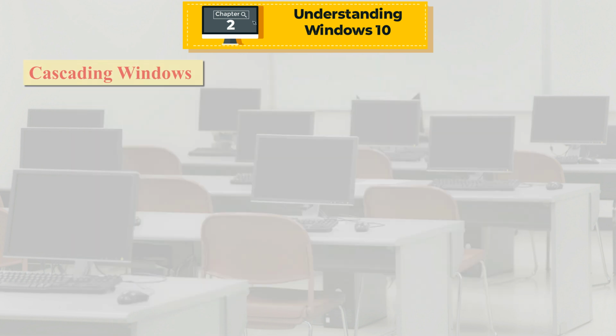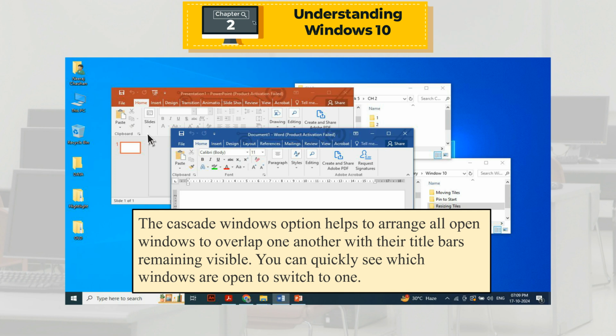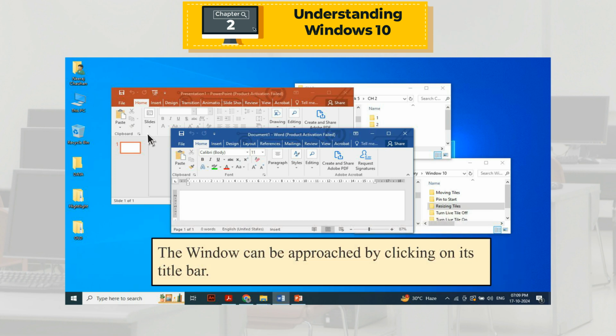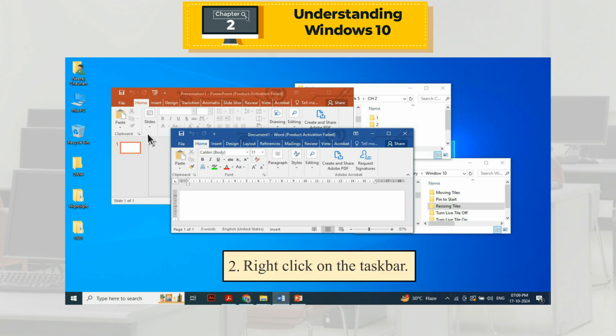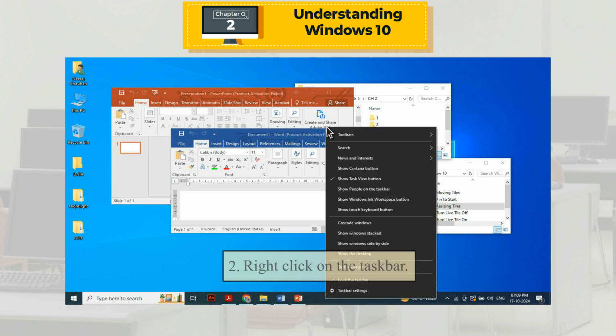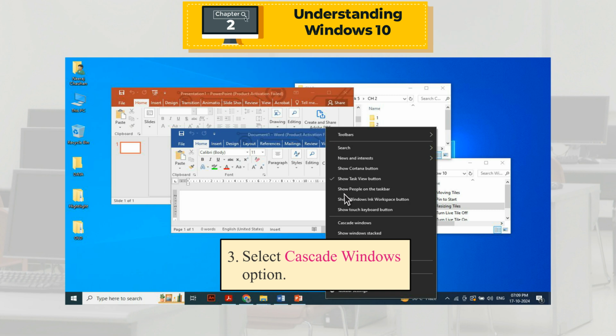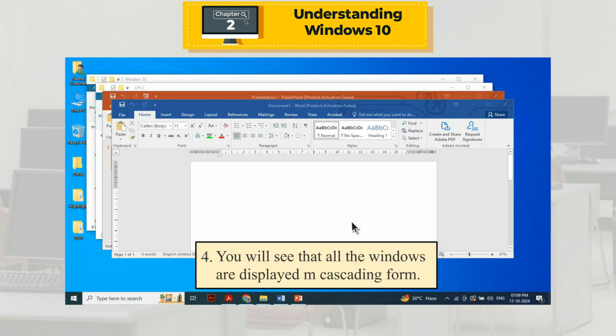Cascading windows. The Cascade Windows option helps to arrange all open windows to overlap one another with their title bars remaining visible. You can quickly see which windows are open to switch to one. The window can be approached by clicking on its title bar. 1. Open multiple applications at a time. 2. Right-click on the taskbar. 3. Select the Cascade Windows option. 4. You will see that all the windows are displayed in cascading form.